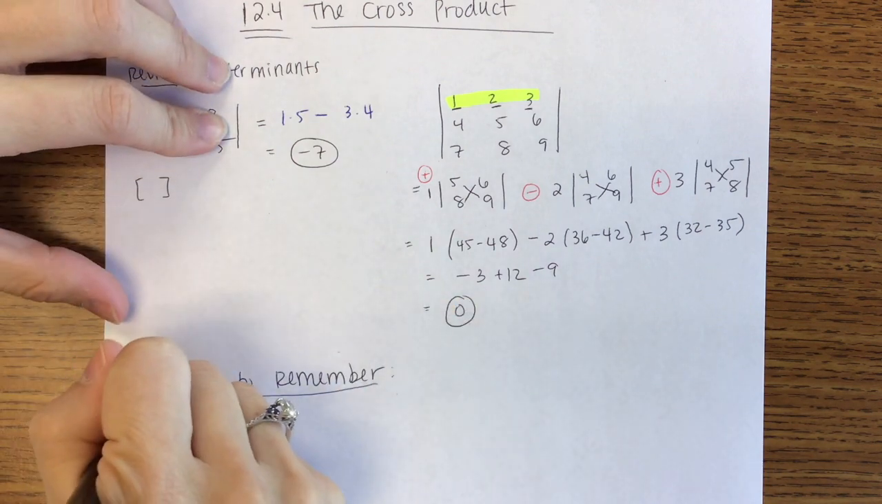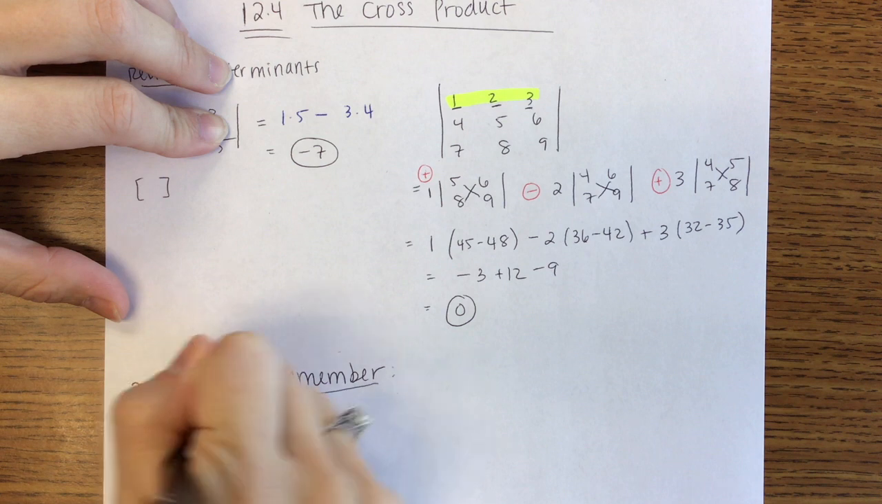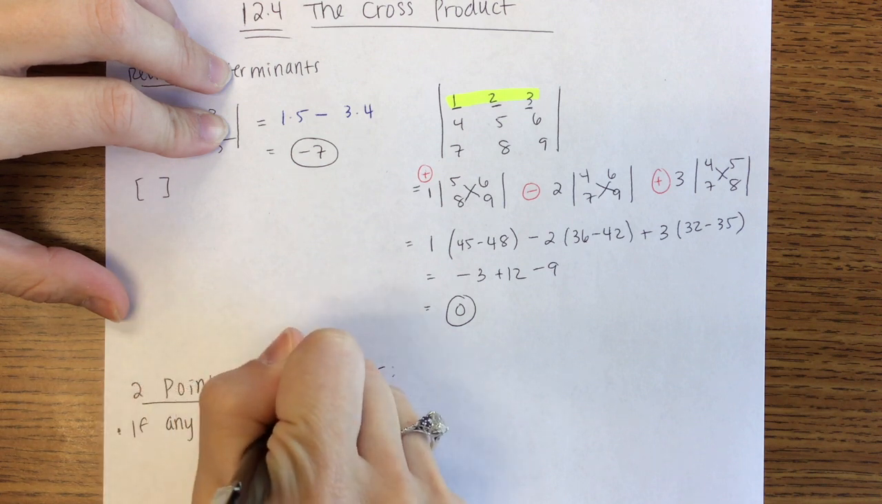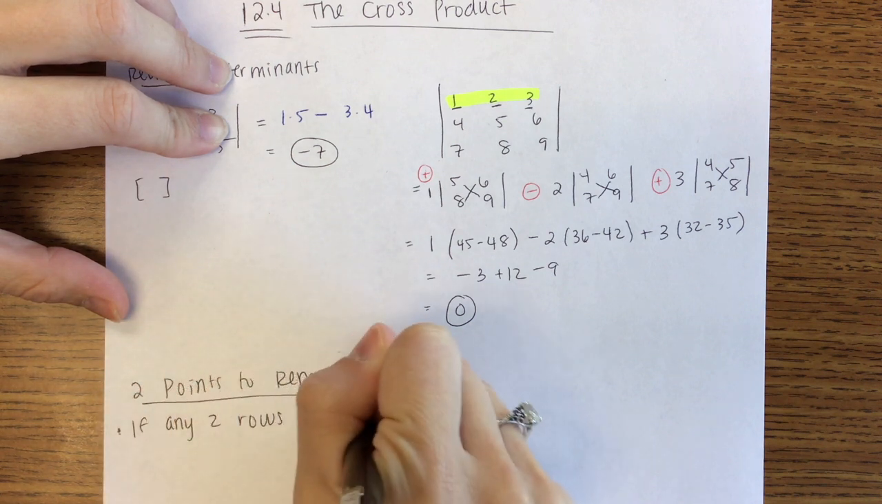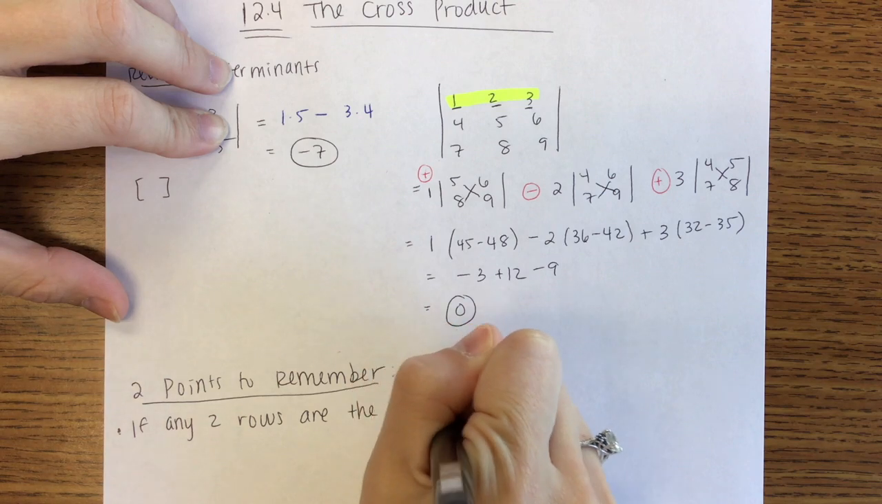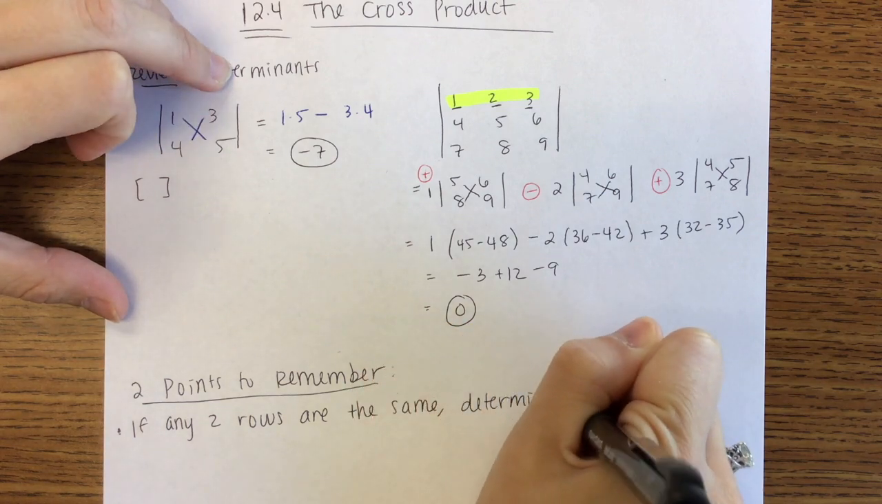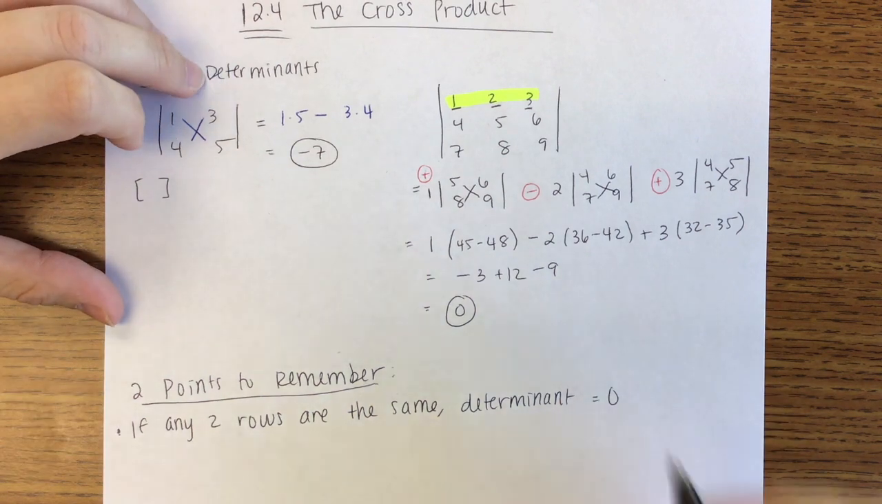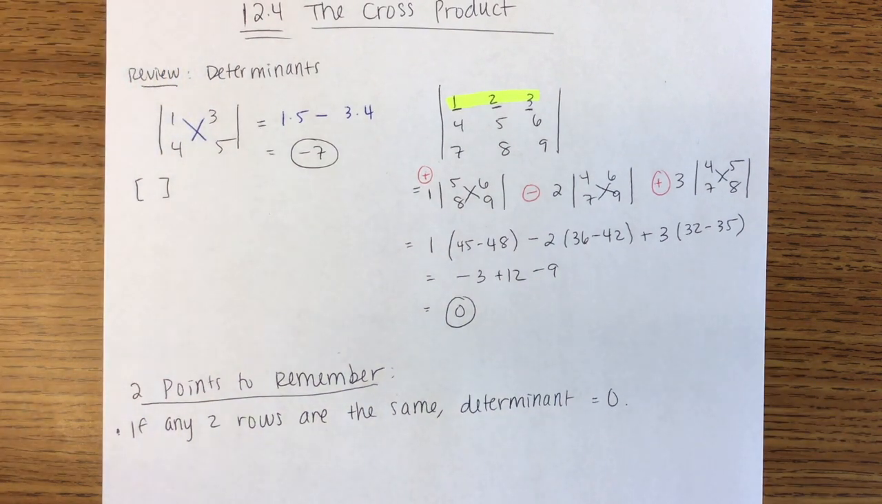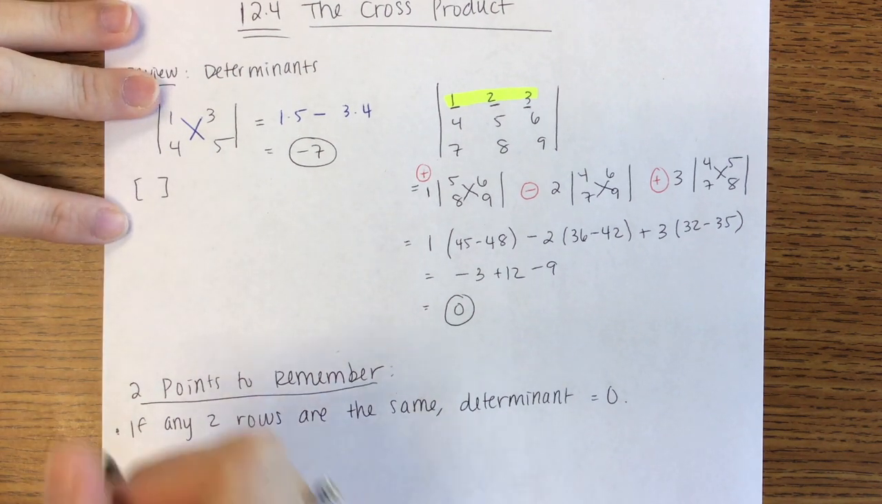First thing I want you to remember: if any 2 rows are the same, the determinant is going to be 0. So if you're looking for the determinant of a matrix where 2 of the rows are the same, you don't even have to calculate it. You know right away that the determinant is going to be 0.